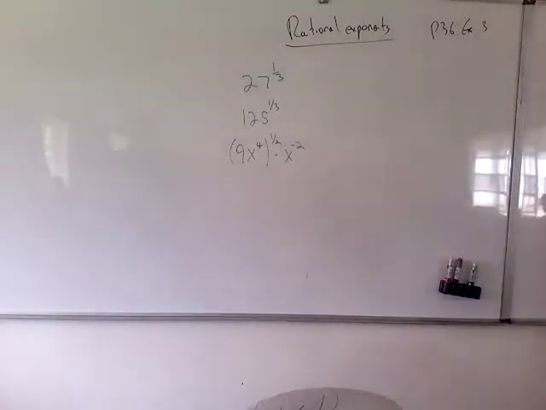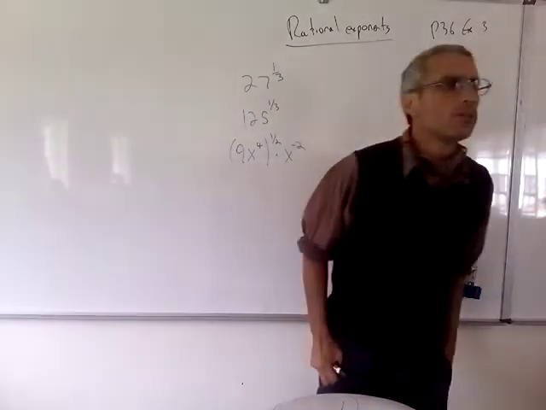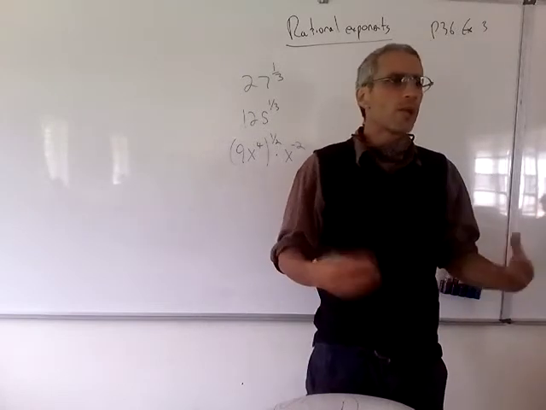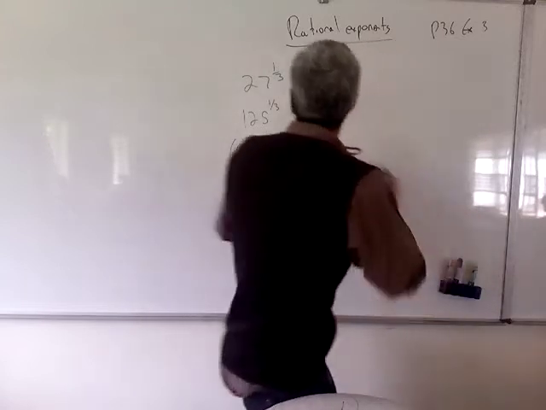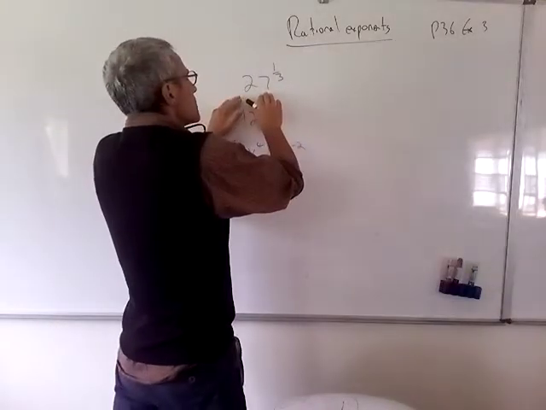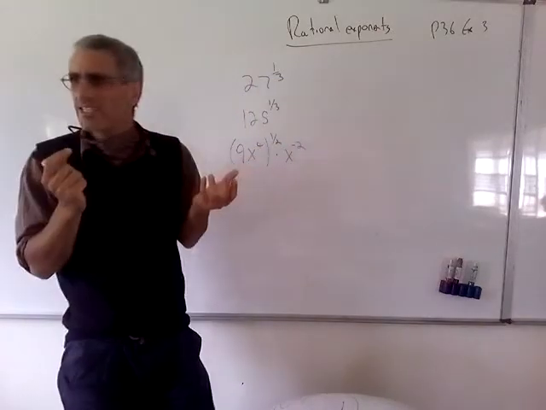Okay, so what we're going to do now, we're going to work with rational exponents. What does it mean? A rational number is a number like what we normally call a fraction. Okay, so let's start with something very basic: 27 to the power of a third. Do you remember what it means? Because I think we've done that in grade 8.